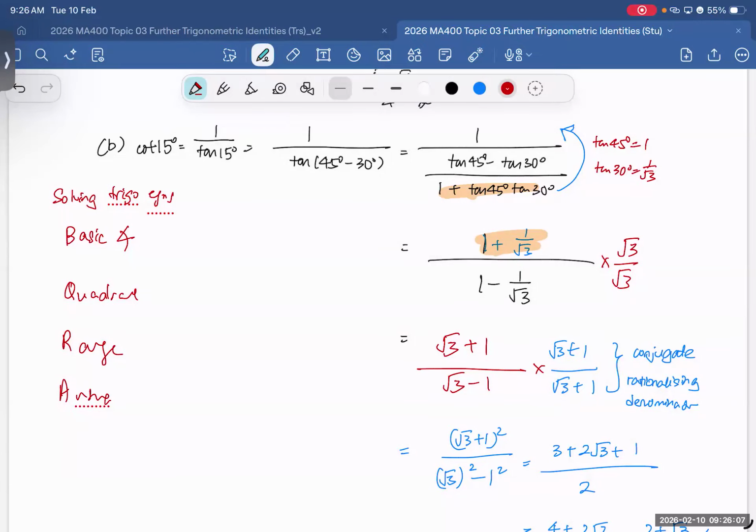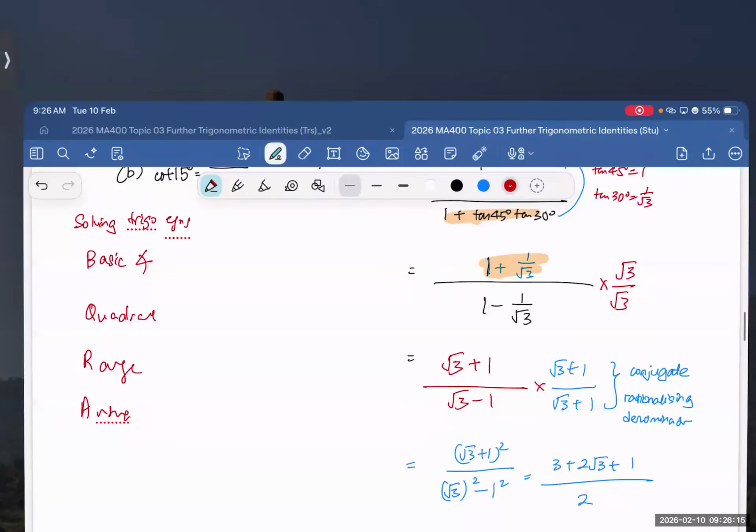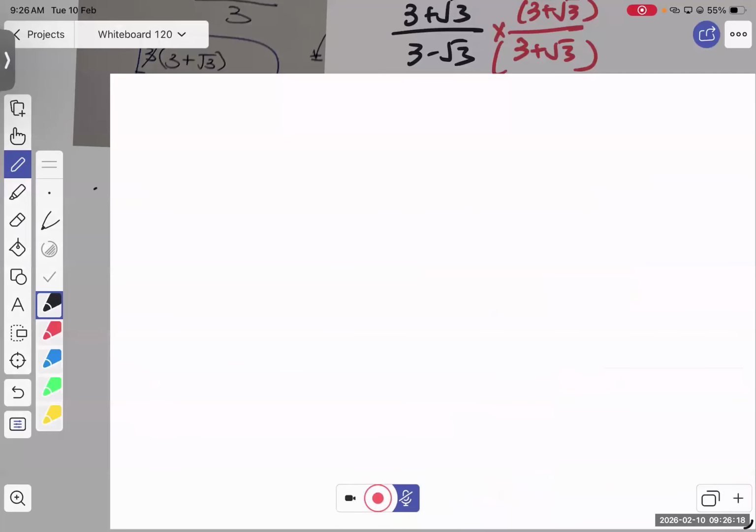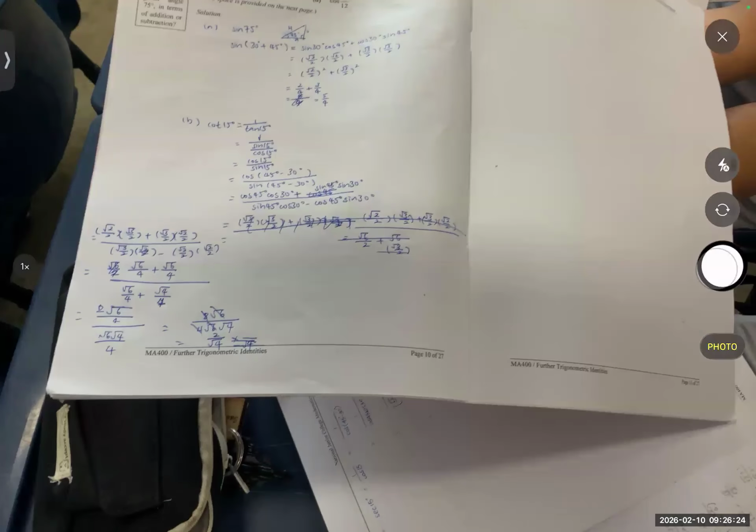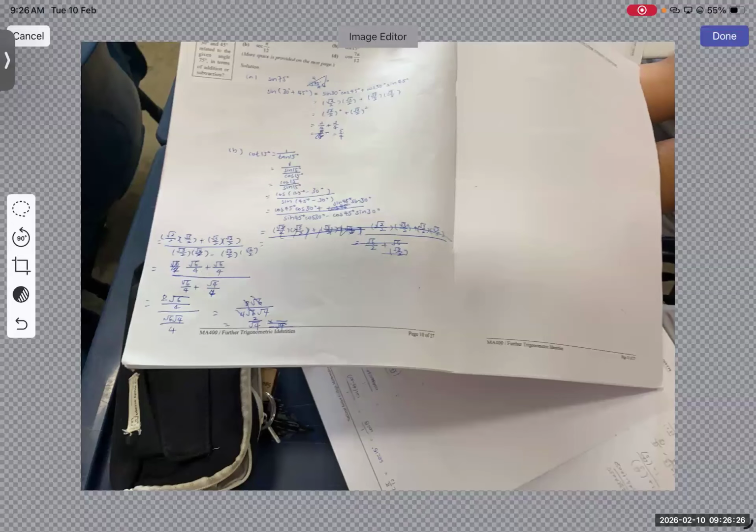You need to show an example. You did another method and I did another method. You are here. Okay, this is your answer for part B.